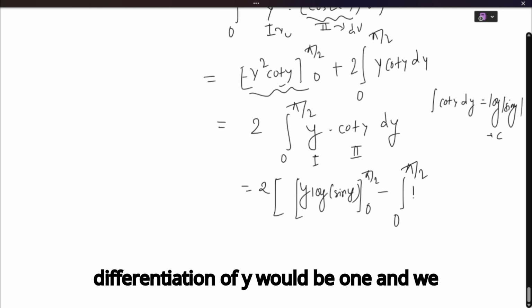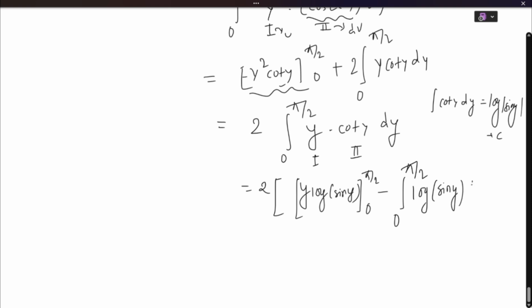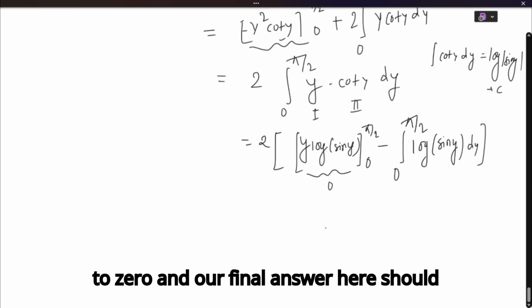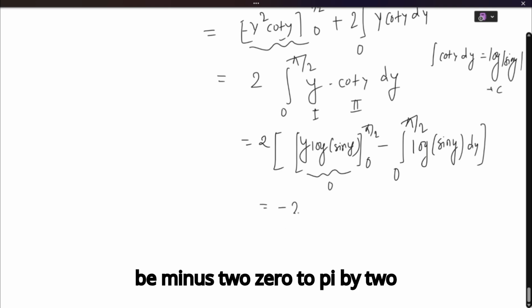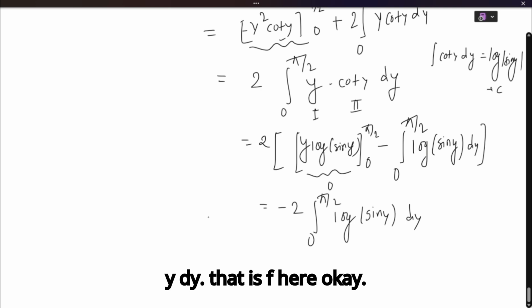Differentiation of y would be 1, and we would be simply left with log of sine y dy. You can check again that this goes to 0, and our final answer here should be minus 2, 0 to pi by 2 log of sine y dy. That is f of 0 here.